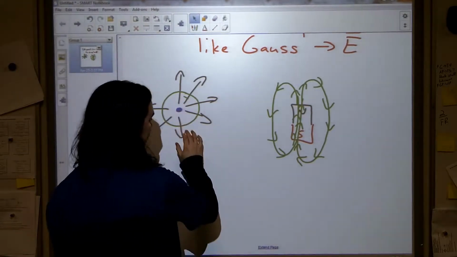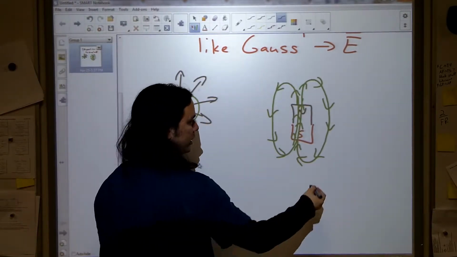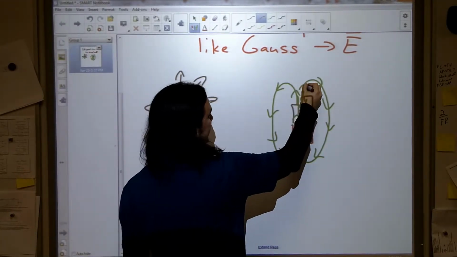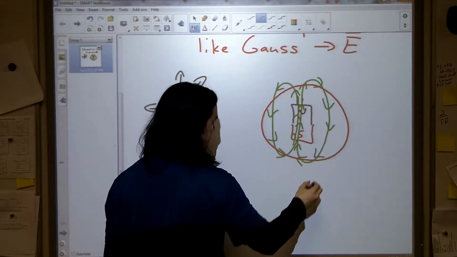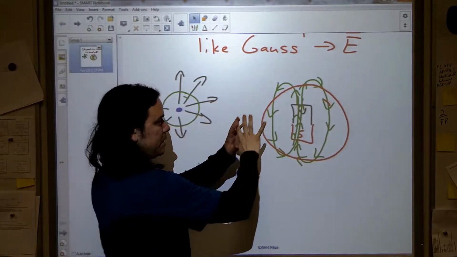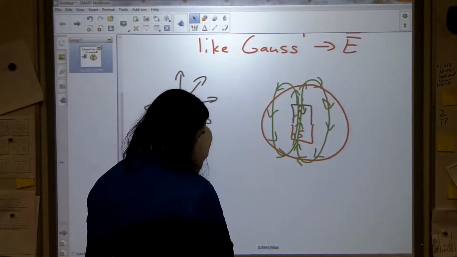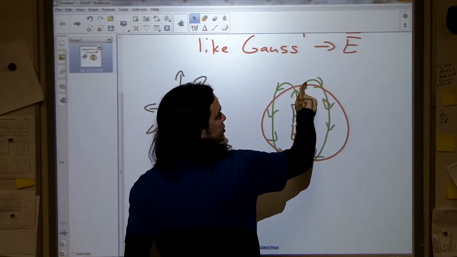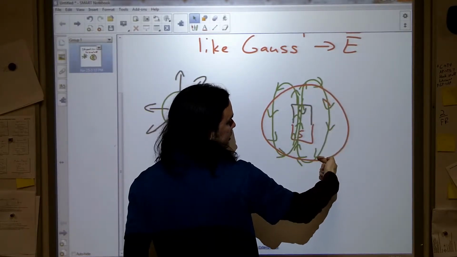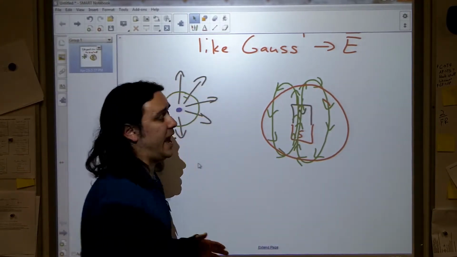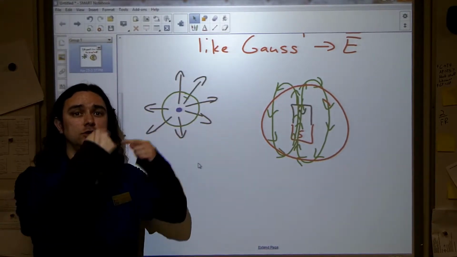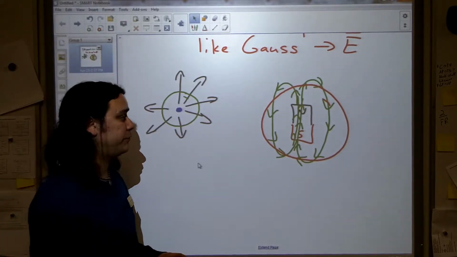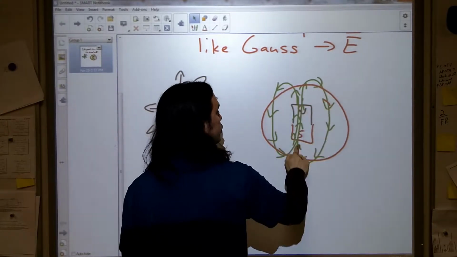Here's the problem. If I take my Gaussian bubble, I'll draw it in red, just like we did where it's a spherical shell, a bubble around our magnet, the problem is this. Since magnetic fields are always in closed loops, however much goes out comes back in. However much goes out comes back in. They have to, because all of the field lines continue to loop back around, based on one of the fundamental things we've talked about in class. Magnetic fields always come in closed loops.